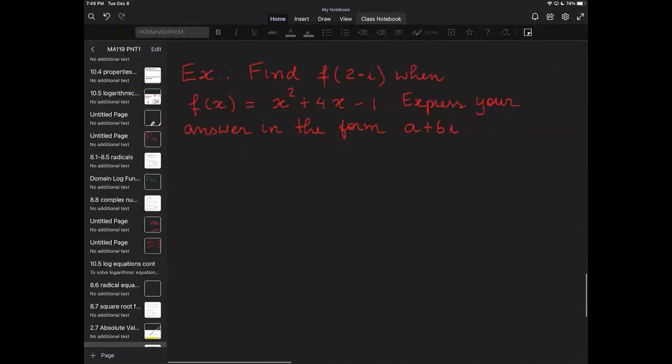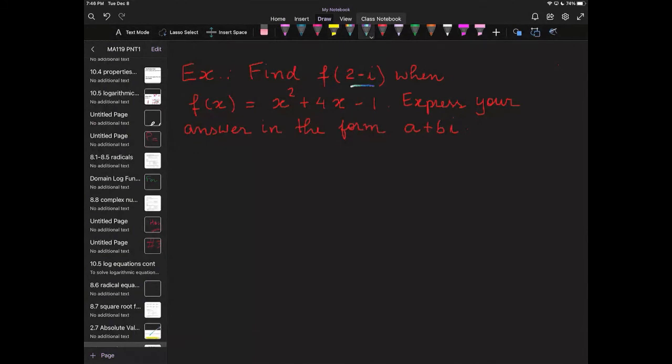Notice that we're going to find the function f applied to the complex number 2 minus i, when the function f of x is x squared plus 4x minus 1. And the answer must be put in the form a plus bi. So you have a function. The input of the function is the complex number 2 minus i. So this is the input. It's going to replace x. Once you replace x, it's basically doing operations with complex numbers. So let's do that.